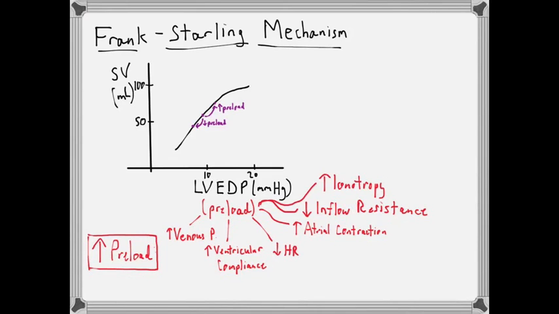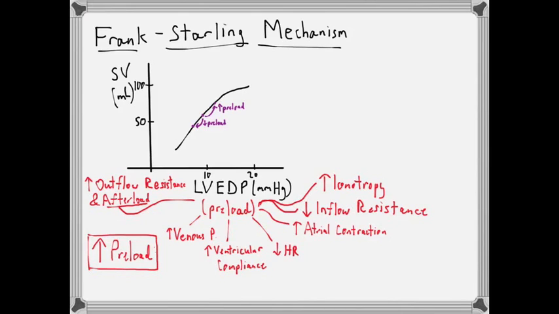We can increase inotropy, which allows more of the ventricle to empty during each contraction and thus not have as much volume left over from cycle to cycle. And finally, we can increase outflow resistance and afterload. By doing this, the ventricle is not able to squeeze as much and thus is not able to empty as much, and thus we have leftover volume from cycle to cycle, which would increase our preload.